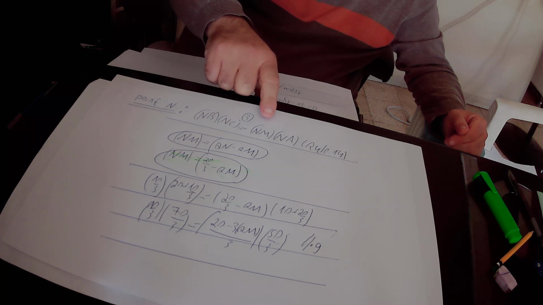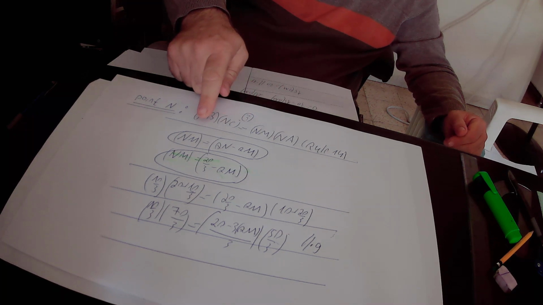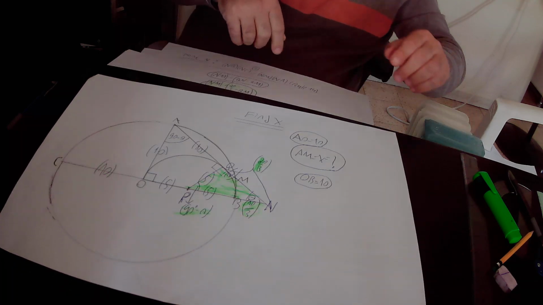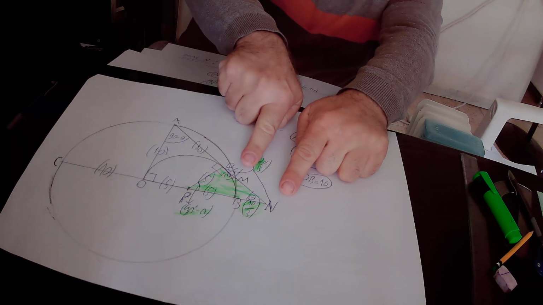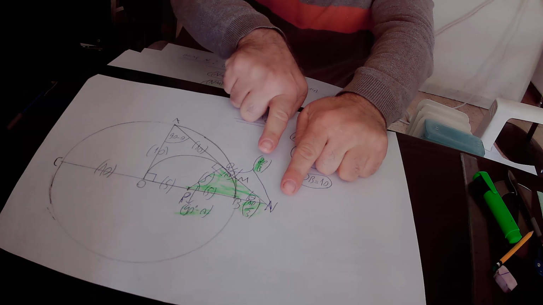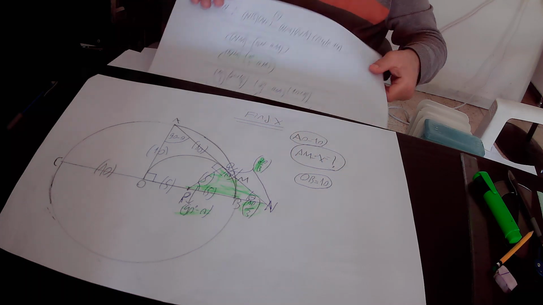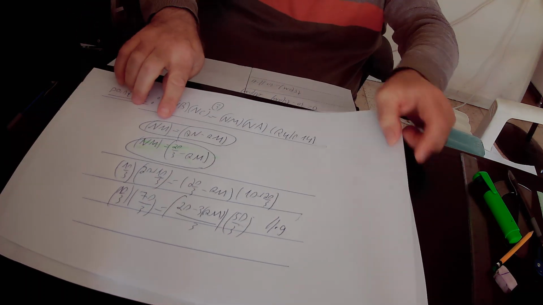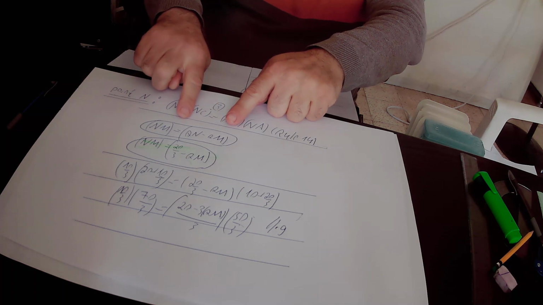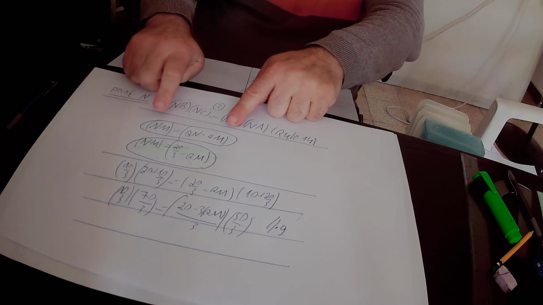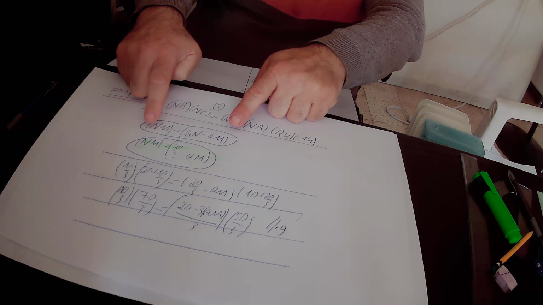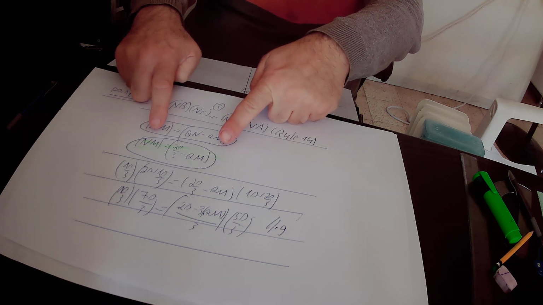So we found out the length of line segment NM. From the drawing itself, it is very easy to see that NM equals QN minus QM. The length of line segment NM is QN minus QM. QN is 20 over 3, so NM equals 20 over 3 minus QM.